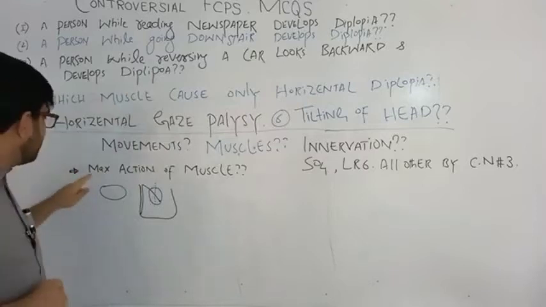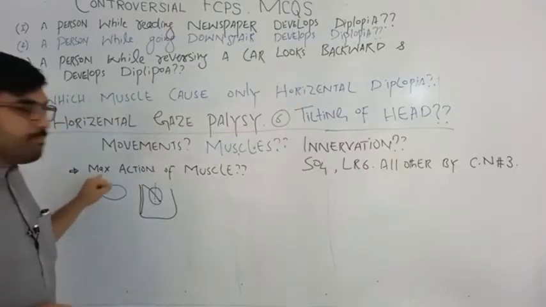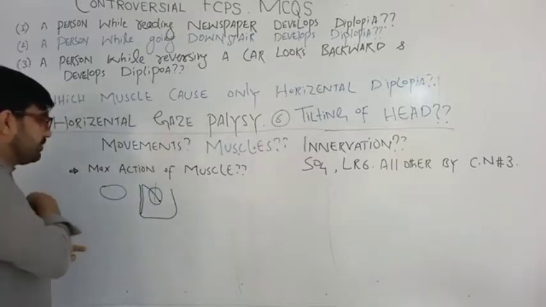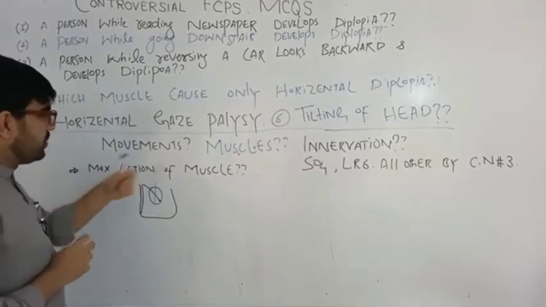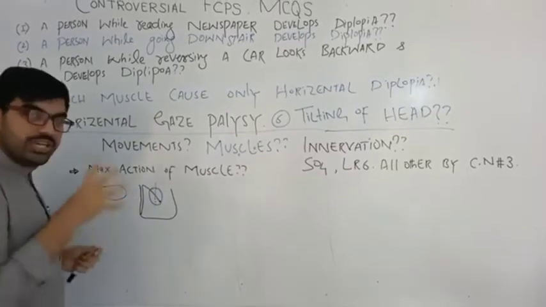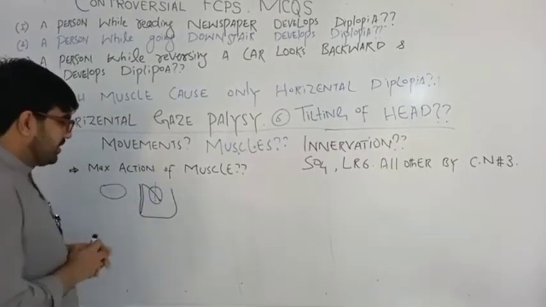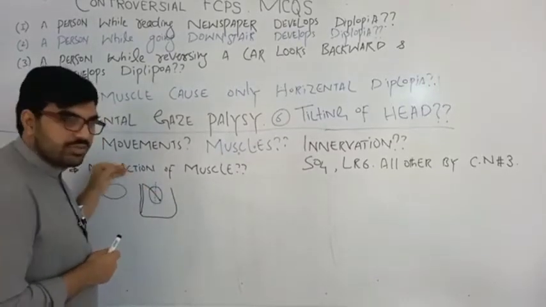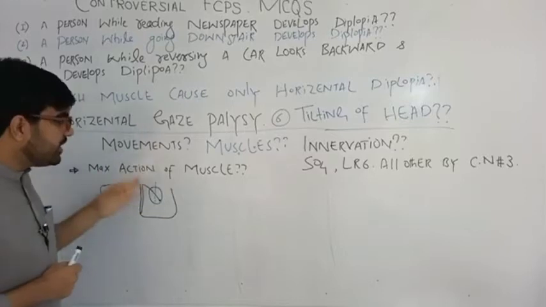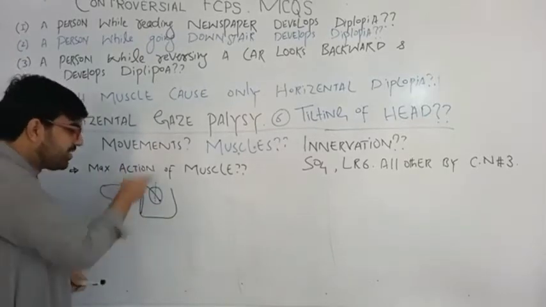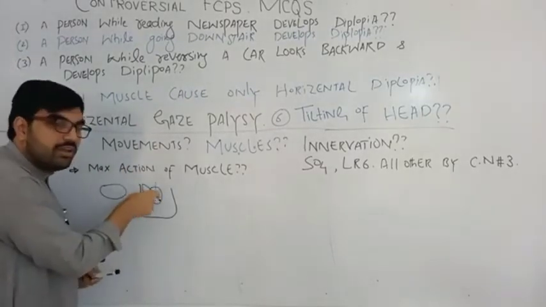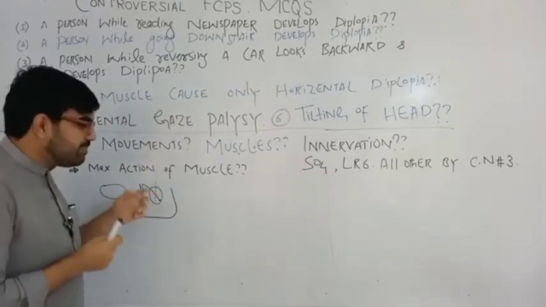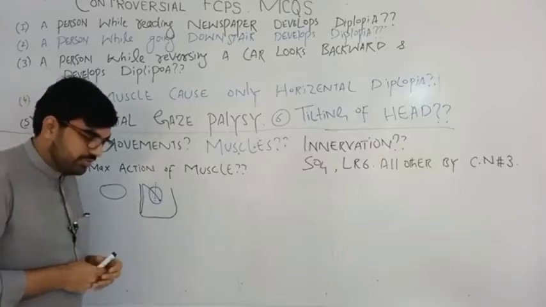Now here is the basic concept. When will we see the maximum action of extraocular muscle? Now the answer to this question is, if we look at the eyeball and the axis of the muscle, the maximum action of the muscle will be there if the longitudinal axis of the eyeball becomes parallel to the longitudinal axis of the muscle. When they become parallel, there will be maximum action of the muscle.